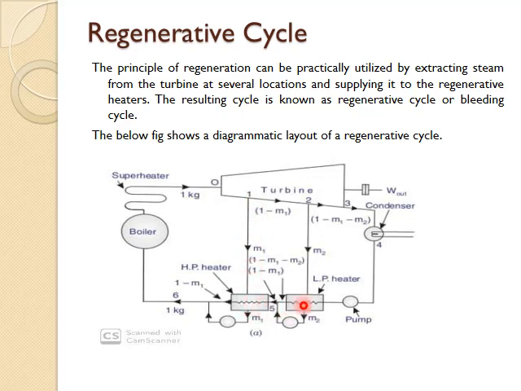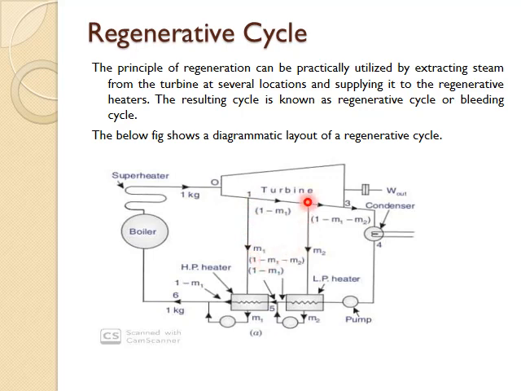This is heater 1 and heater 2, or we can also call them the high pressure heater and the low pressure heater. Once we extract m1 kg of steam from the turbine, we send it to the heater. In the heater, what happens? The condensate which comes from the condenser undergoes a heating process here, extracting some amount of heat from the steam extracted from the turbine.